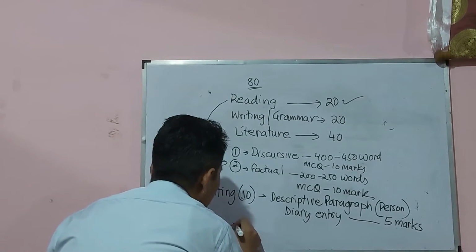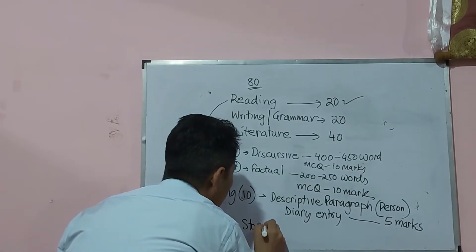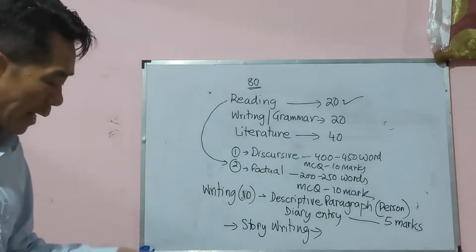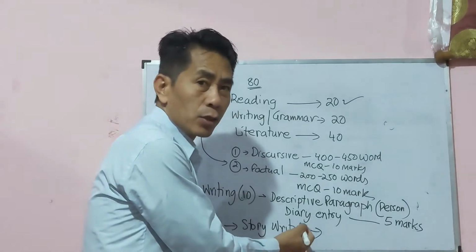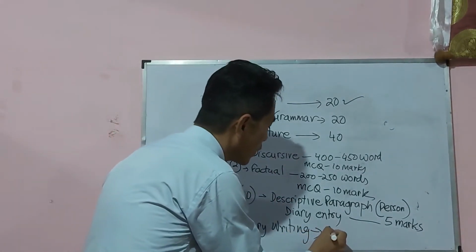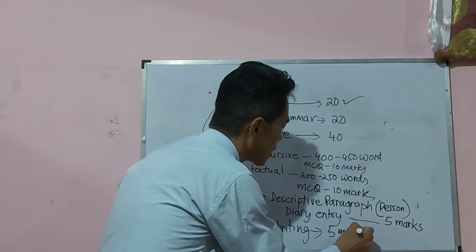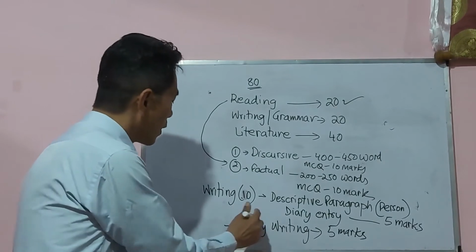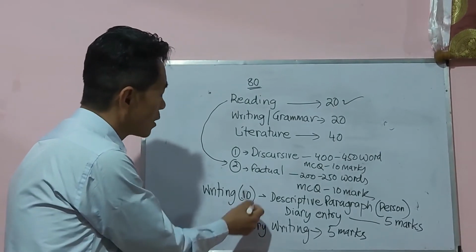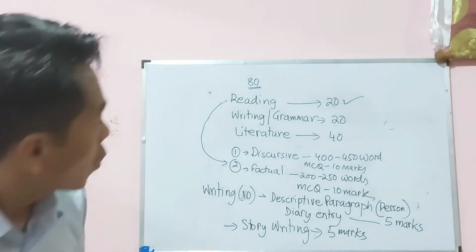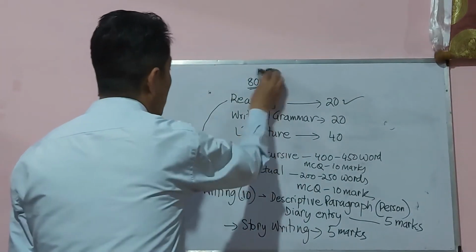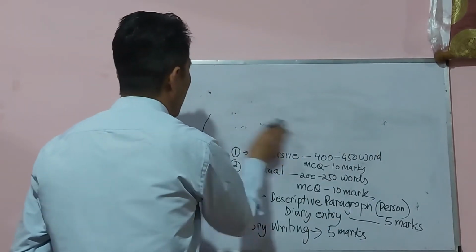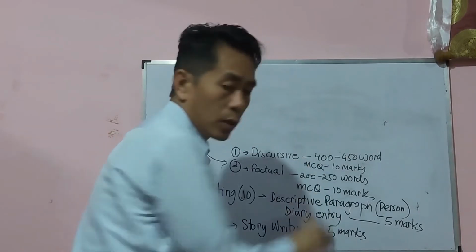Now, the second type of writing is story writing. Yes, there will be one question where you have to write a story, and this story will carry 5 marks. Now with this, we have come to the end of the writing section, 10 marks. Now what is left? Let us talk about the grammar part.